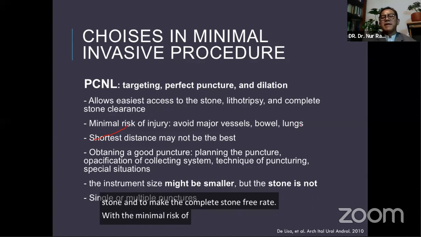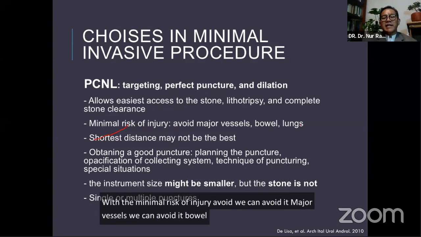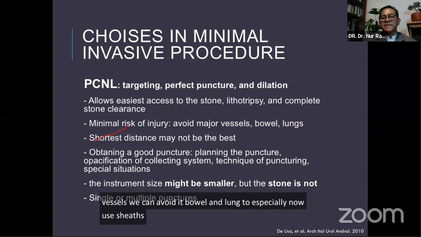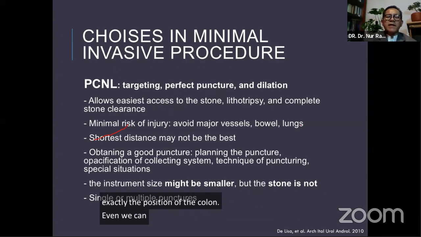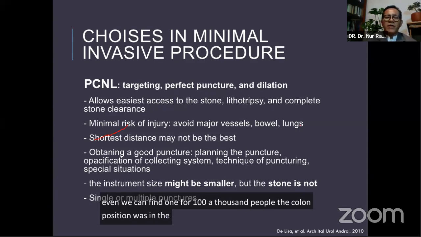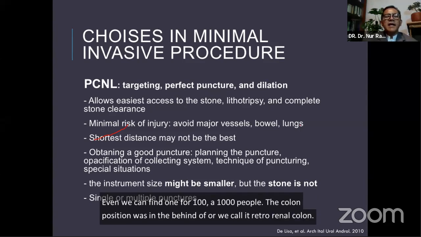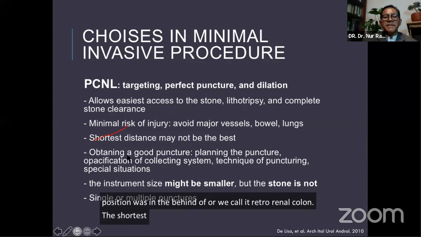We can avoid major vessels, we can avoid bowel and the lung too. Especially now, we use a CT scan from the transverse section, we can know exactly the position of the colon. We can even find one per 100,000 people where the colon is in the back, what we call retro-renal colon. The shortest distance is not always the best.